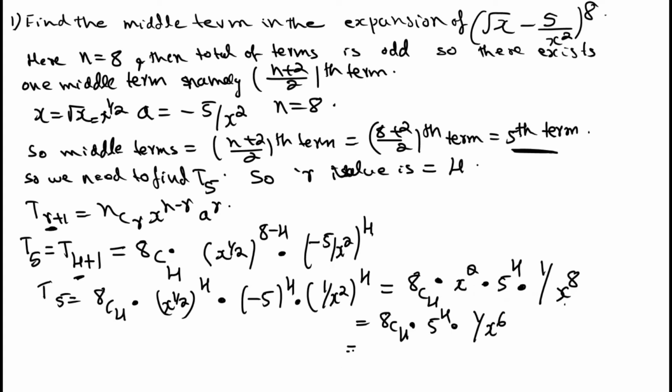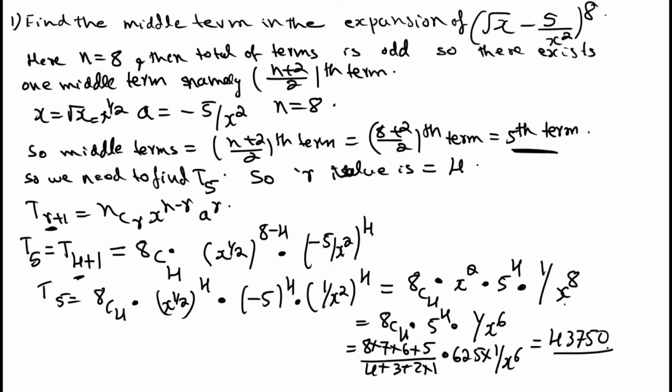Okay, now calculate the 8C4 value. 8C4 is nothing but 8 into 7 into 6 into 5 divided by 4 into 3 into 2 into 1. Then the 8C4 value into 5 to the power 4, that means multiplying 5 four times. Its value equals 625 into 1 by x to the power 6. Now simplify this again. If you simplify this, it will be 43,750 divided by the denominator x to the power 6. This is how to calculate the middle term.